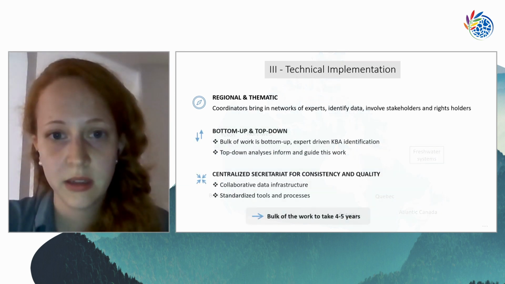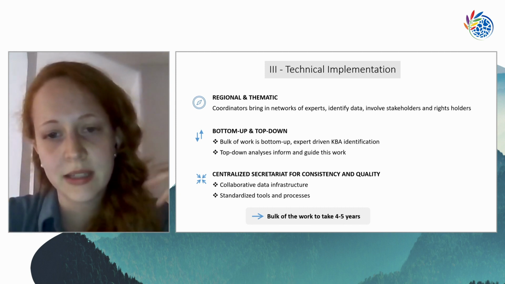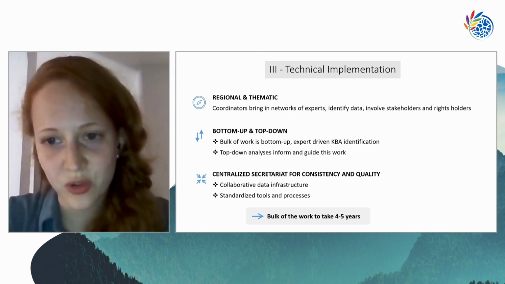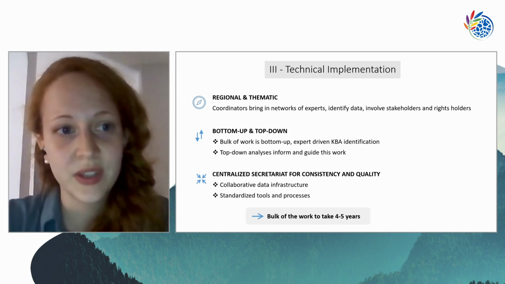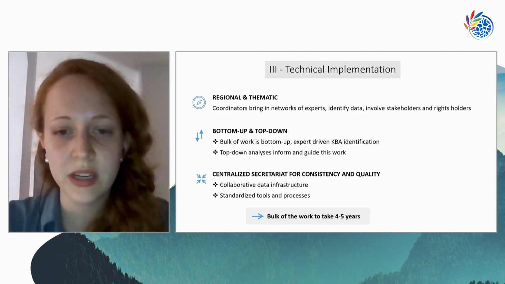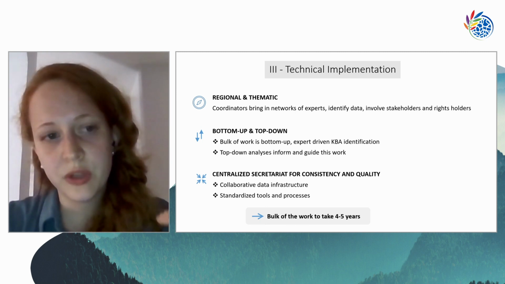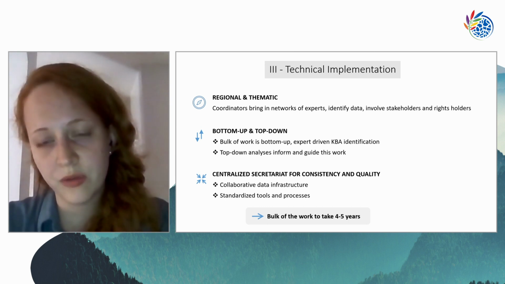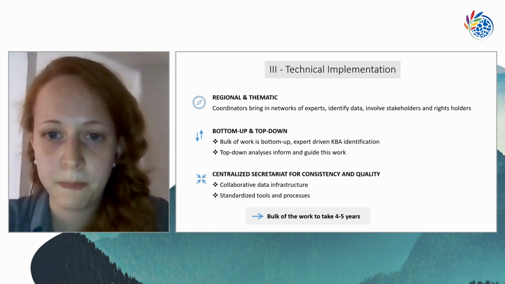Next, please. We also come at this work from 2 different directions. We conduct bottom-up work that is expert-driven, whereby experts guide us in identifying sites or potential sites. But also, similar to what was presented at the global level, we also have top-down tools that are data-driven analysis that can complement, inform, and guide the bottom-up work.